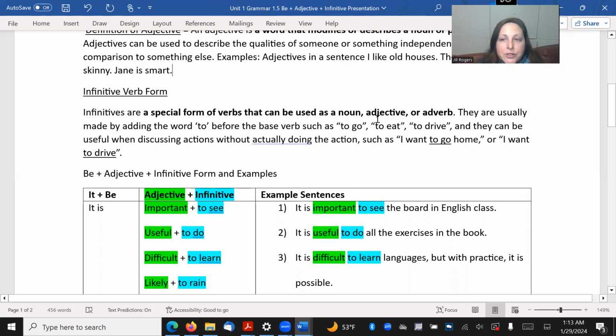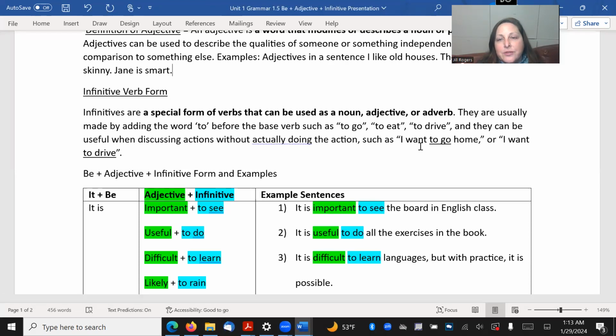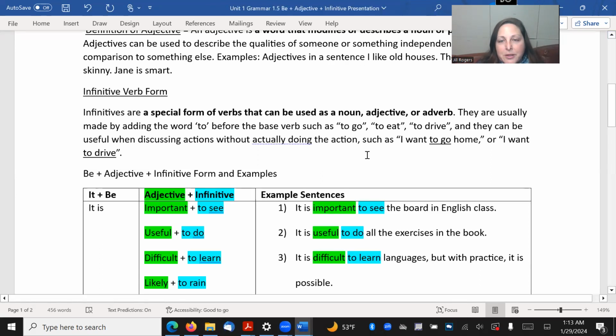So like when you look it up in the dictionary, the verb will say eat, and then it might have all the different forms of eat, like eat, ate, have eaten. But eat is the base form of the verb. So that's how it's formed, to plus the base form of the verb. They can be useful when discussing actions without actually doing the action. That's a little bit confusing, but usually expressing some kind of wants, or we use them a lot with adjectives. So let's take a look. I want to go home, or I want to drive, that type of thing.